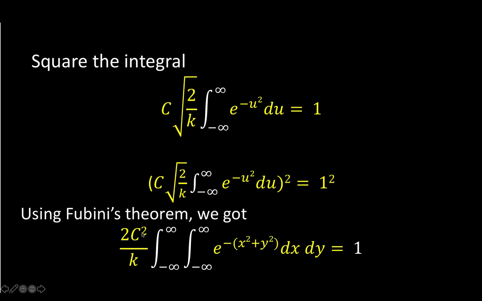We square the C to get C squared. We square the square root of 2 over k to get 2 over k. And then squaring this resulted in this double integral, and we replace the exponent negative u squared with negative quantity x squared plus y squared. And since we are multiplying two integrals, we now have here two differentials, equals 1. Let me explain this last part.